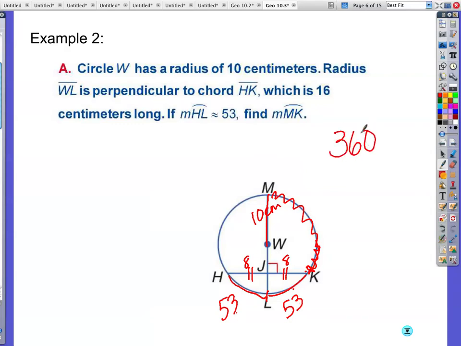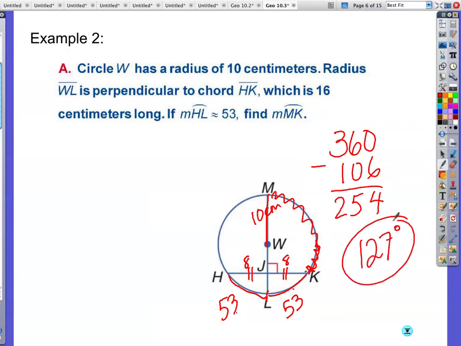360 minus 53 plus 53 is 106. Okay, that leaves me with 254, and this is going to be cut in half because it's cutting this chord in half. So 254 divided by 2 gives you 127. Okay, so what do I need to find the measure of MK? So this is going to be 127 degrees out here. And I would put 127 here, and you could double check by adding up and see if they all add up to 360.